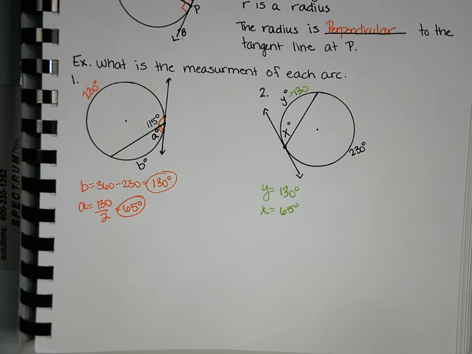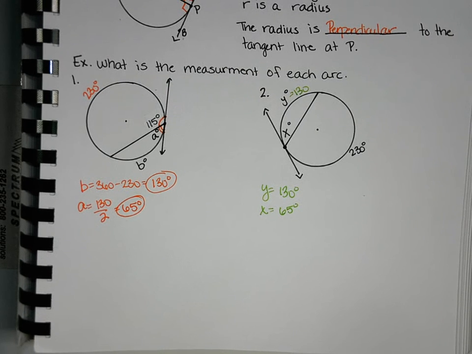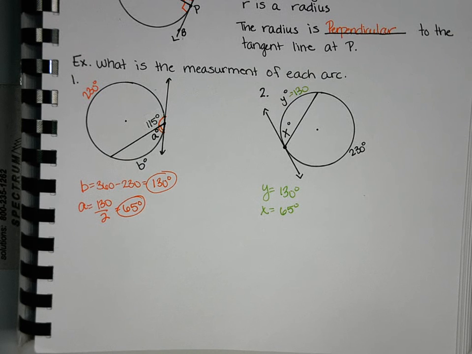Okay, that's really all there is to tangents and chords right there. It's just how they look a little different, but how you do them is exactly the same as what you did yesterday. Any questions on tangents and chords?